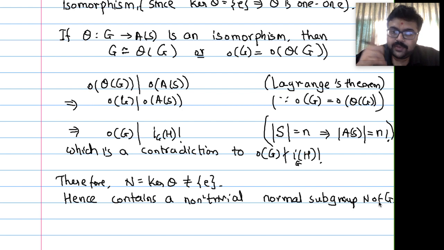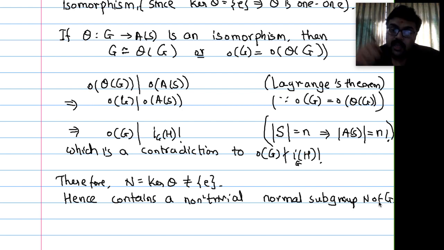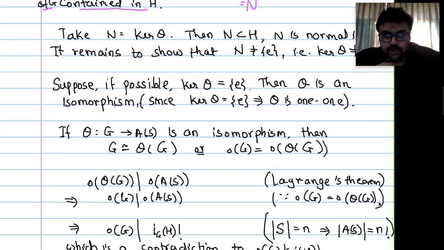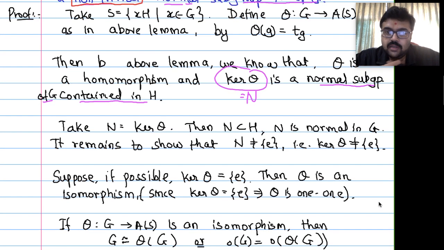N is a subgroup of H, H is a subgroup of G. But N is normal in G, not in H. N is normal in G. So this is the proof which I had asked you to do. But anyway, I am giving it in the video itself.